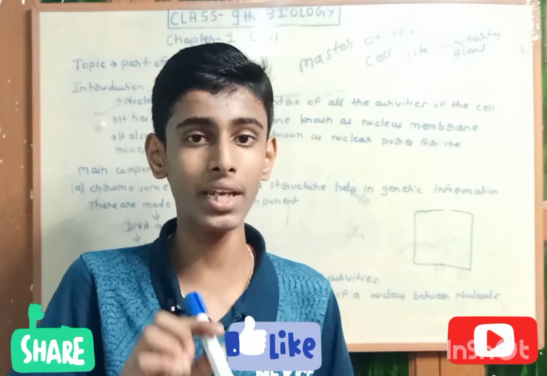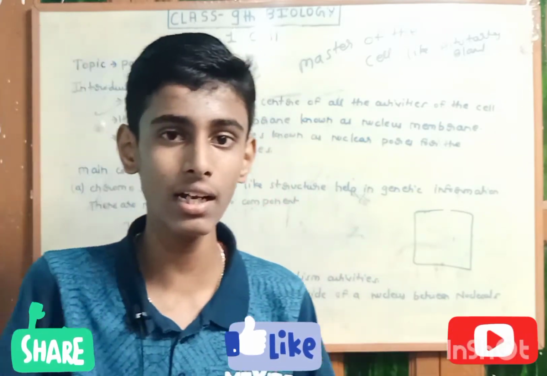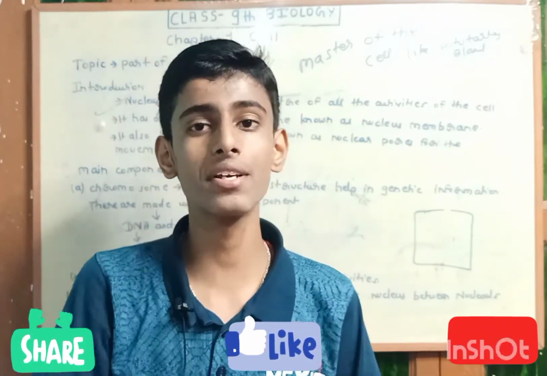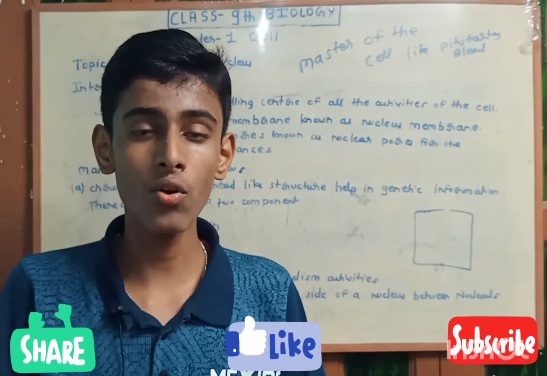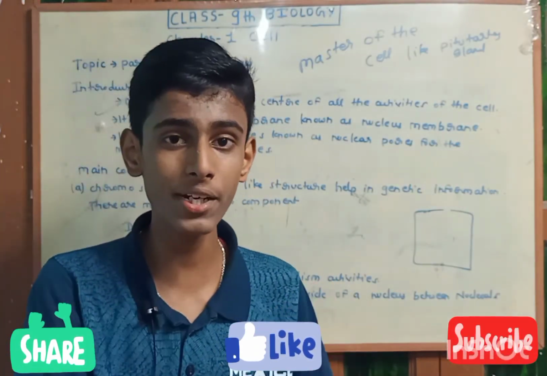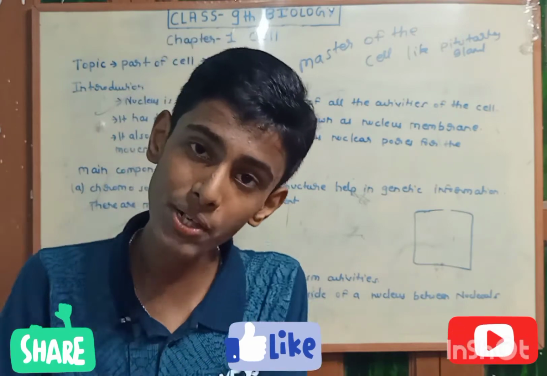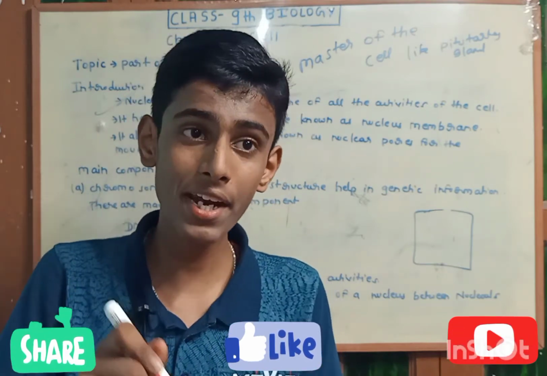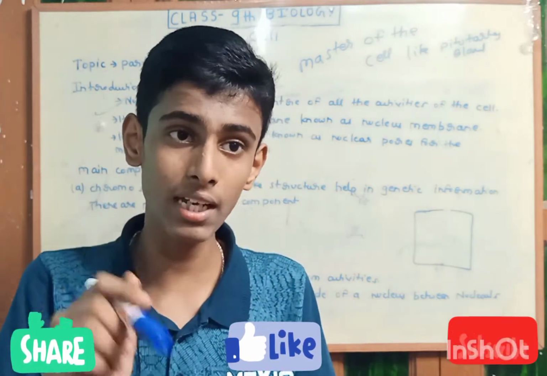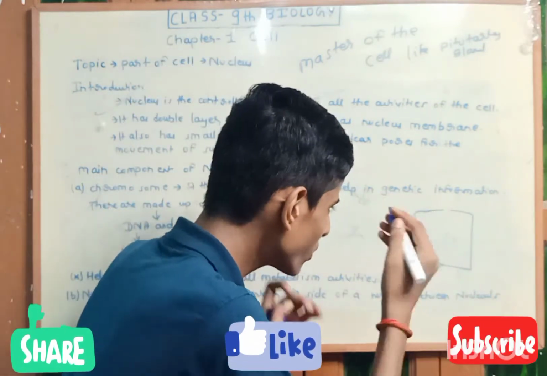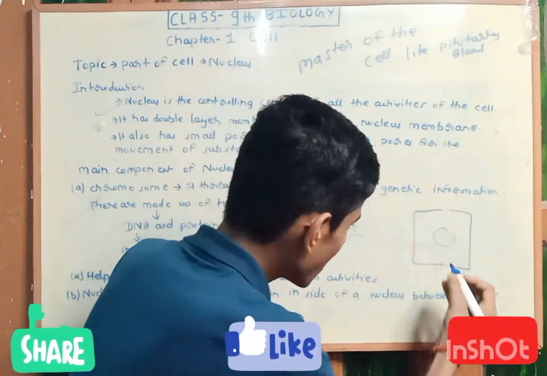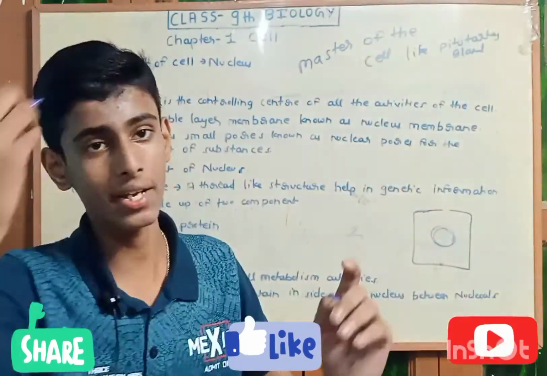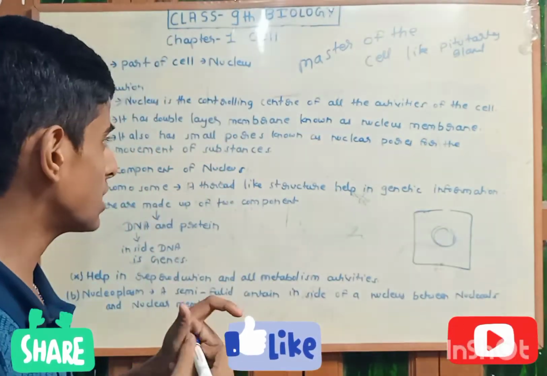If you remember, I have discussed in prokaryotic and eukaryotic cells that only eukaryotic cells have a nuclear membrane, not prokaryotic cells, because prokaryotic cells have no definite nucleus and eukaryotic cells have a definite nucleus. That is why there is a membrane in a eukaryotic cell, known as the nuclear membrane.